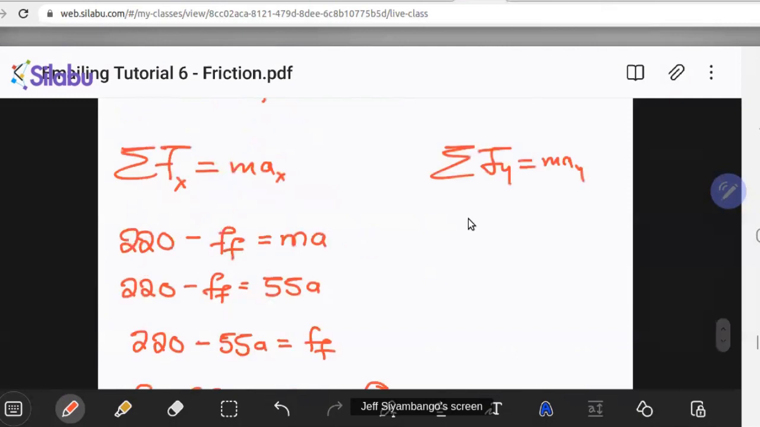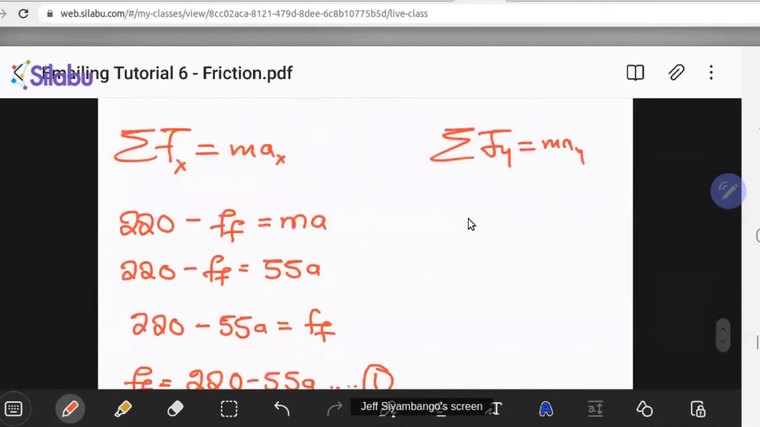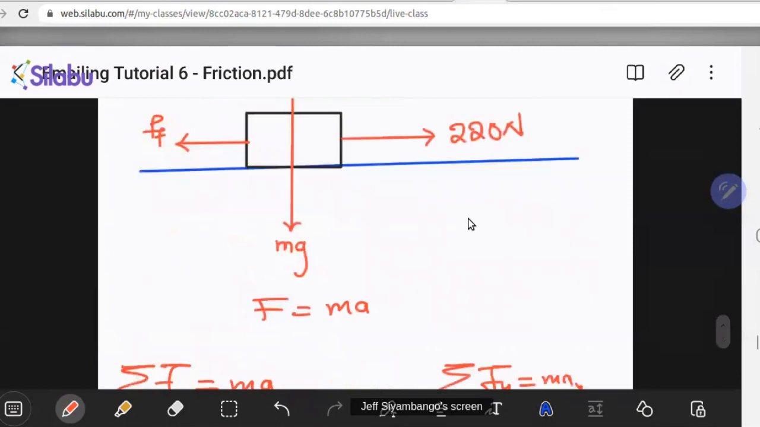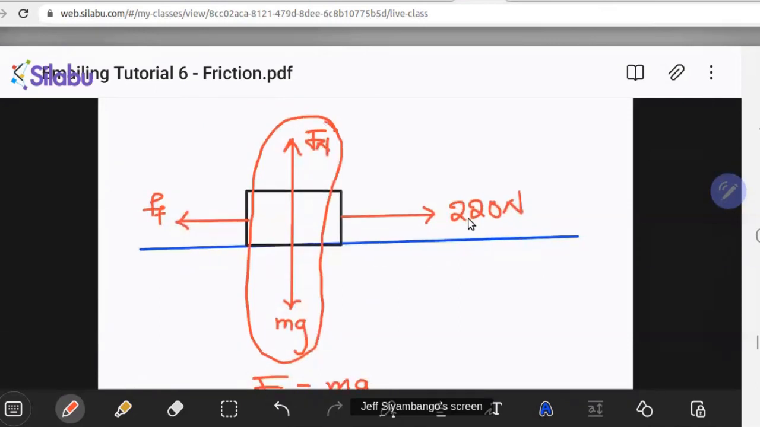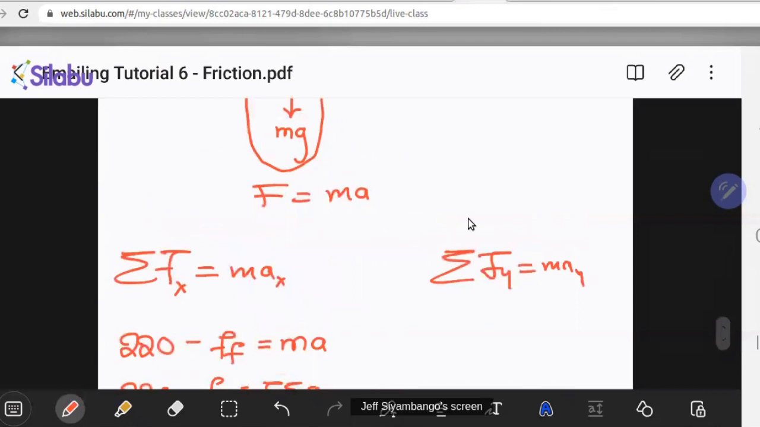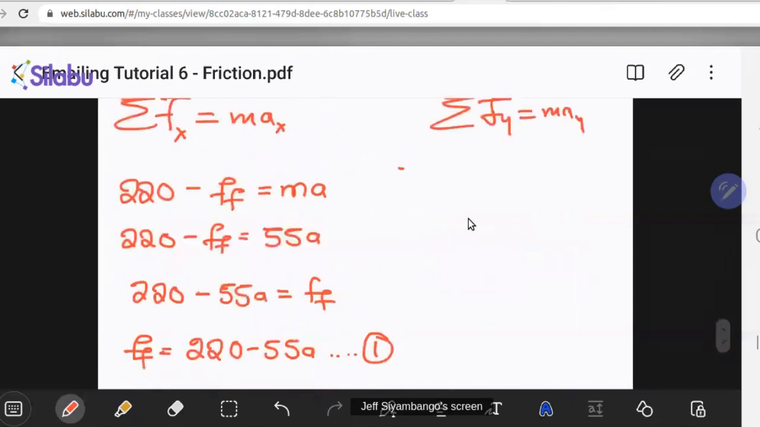Let's go to the y-axis. What is happening in the y-axis? Well, in the y-axis, we have those two, the normal force and the weight of the object. So if I sum the forces in the y-axis, the normal force will be going up, the weight will be going down. This is what is supposed to be equal to mass times the acceleration in the y-axis.